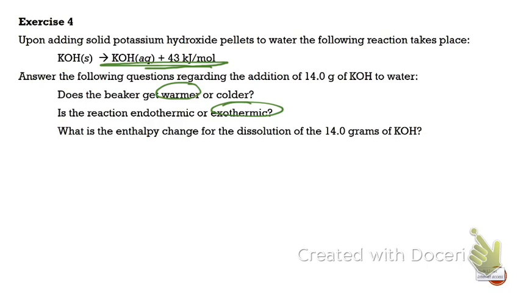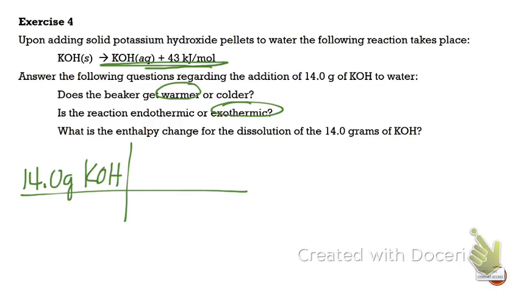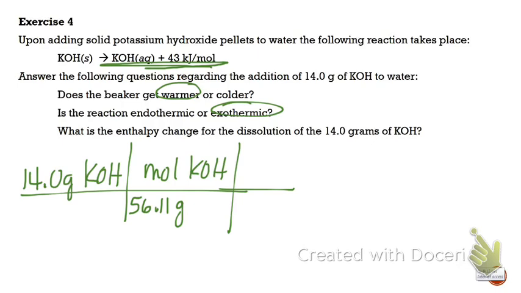And then what is the enthalpy change for the dissolution of 14 grams? Okay, so we're going to do some stoichiometry. 14.0 grams of KOH. And molar mass of KOH, I think is 56.11. I'm going by memory there. Yep, 56.11 grams per mole of KOH. And then negative 43 kilojoules per mole.